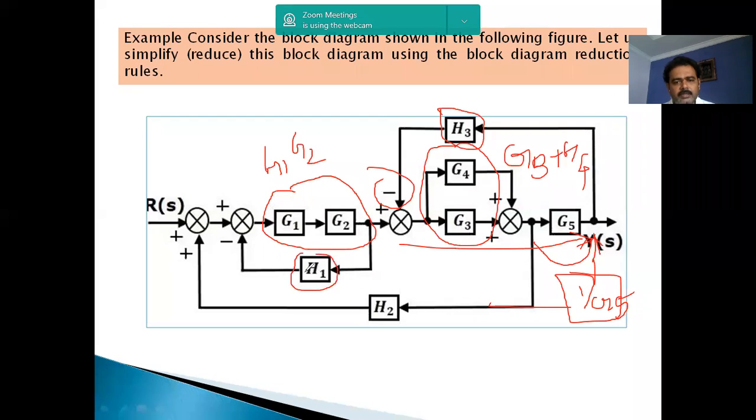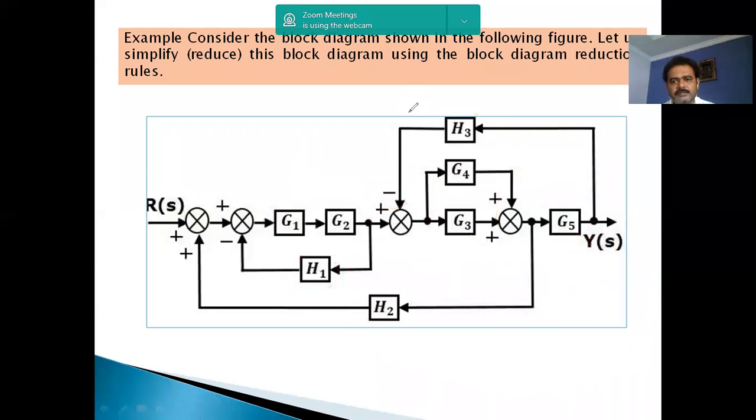Okay, once we reduce that one, again eliminating this H1 feedback just by using the formula G by 1 plus GH, cascade these two blocks, and finally eliminate this entire feedback. Okay, that's what we have seen in the last class.